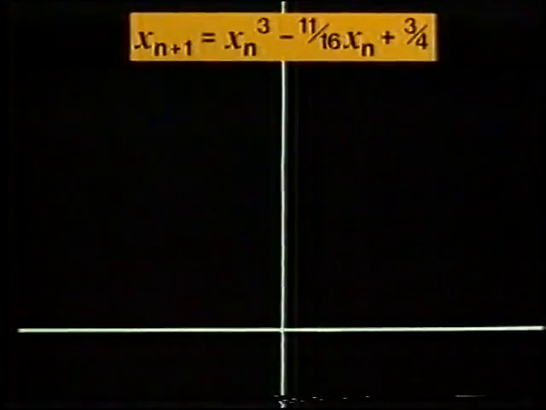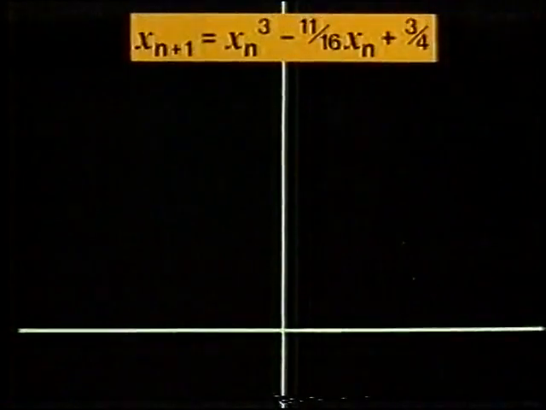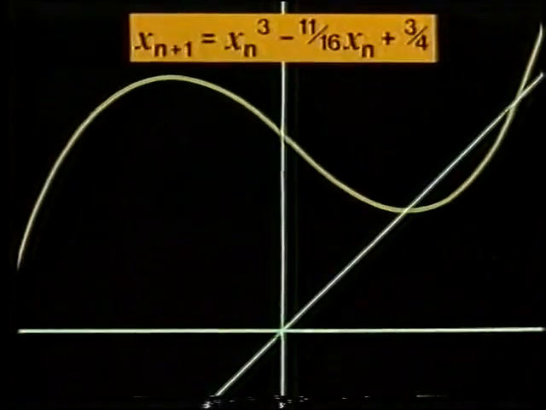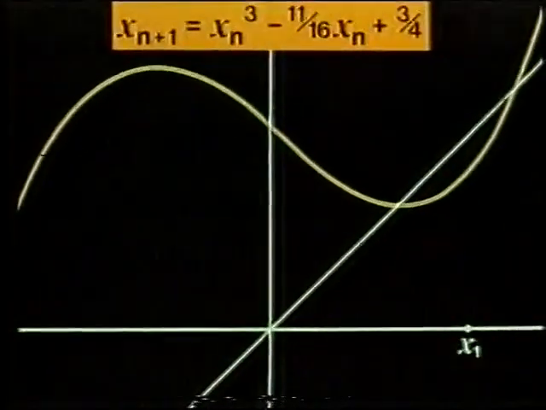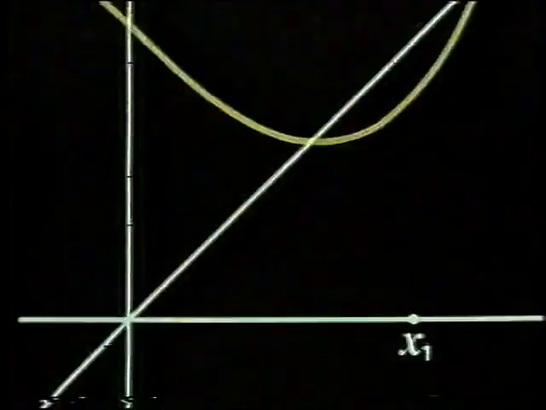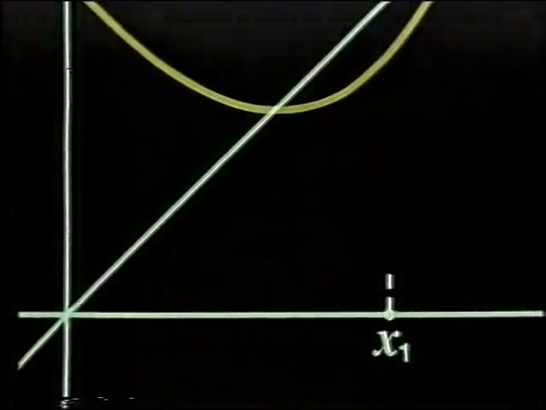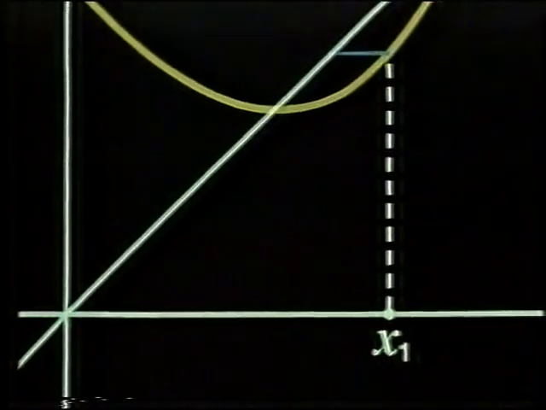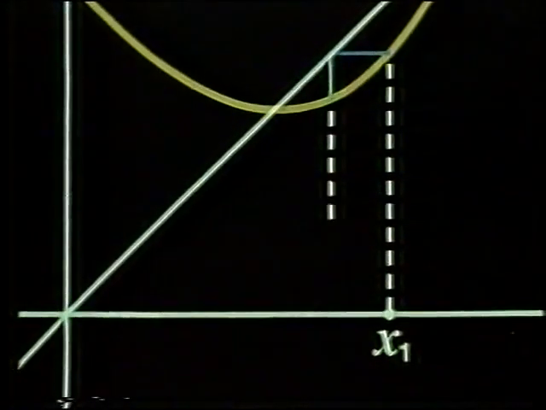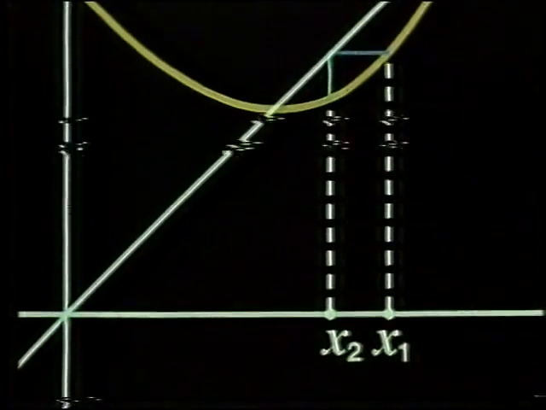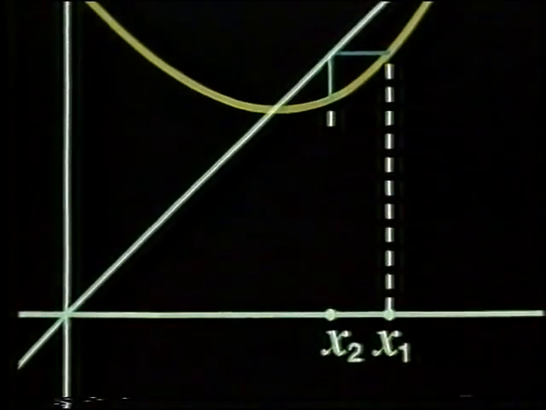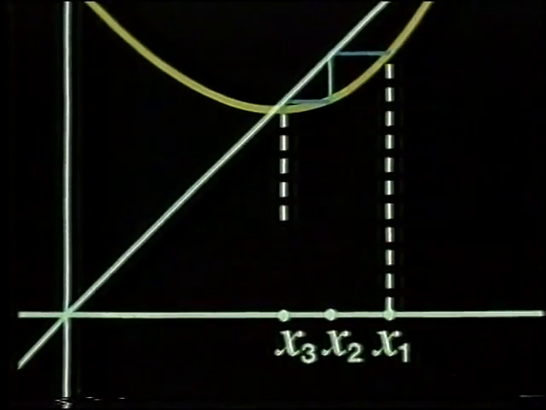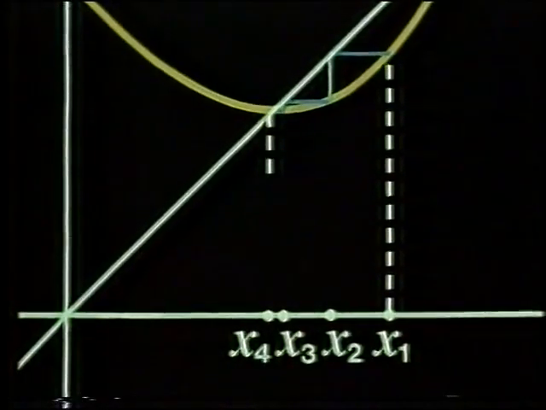We have xn plus 1 equal to a function of xn. We plot the graph of the function and then the line y equals x. Now, pick a starting value x1. To do iteration graphically, from x1 we go vertically to the curve, and now horizontally to y equals x. And vertically down again, that gives us x2. Repeat the procedure. Vertically to the curve, horizontally to y equals x. That gives x3, and then x4, and so on.